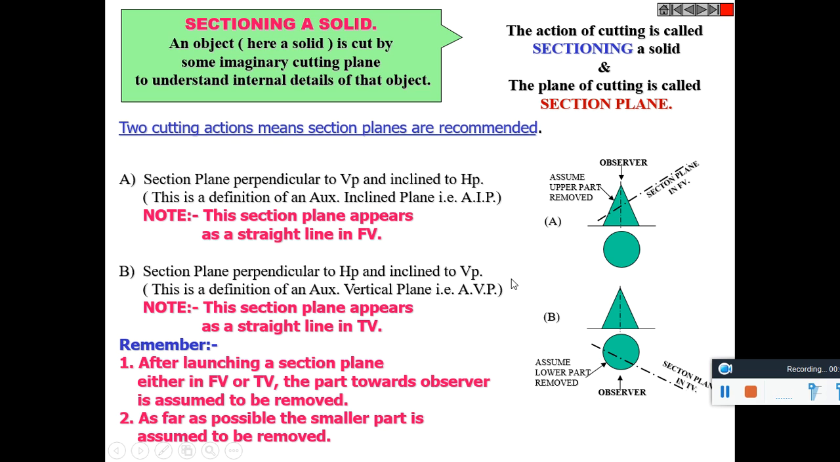Before entering into the next session, we shall discuss a section plane. In the case of type A, this is a section plane which is perpendicular to VP but inclined to HP, or we can say it is an auxiliary inclined plane. So in the front view, the section plane will look like a line.